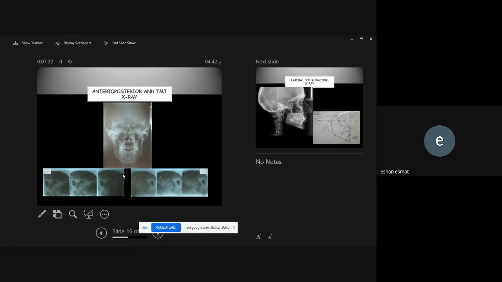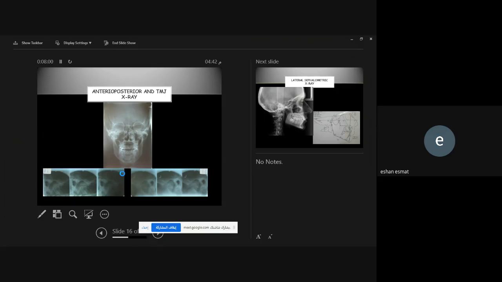Also, you take an anterior posterior and TM joint X-ray. For the anterior posterior, we do tracing for it. We check if they have asymmetry or a defect on one side of the face. For the TM joint, you check the condyle shapes, whether it's in the socket or not. According to all this information, you can decide which type of treatment to do for your patient.